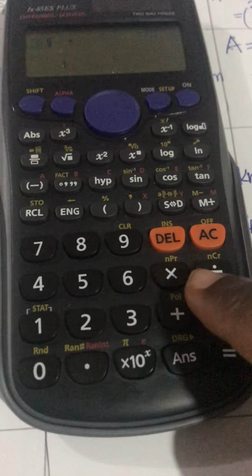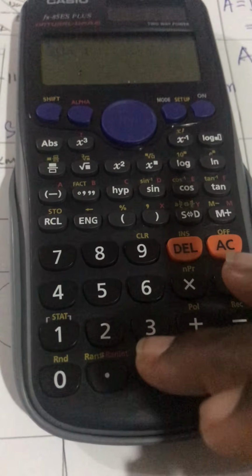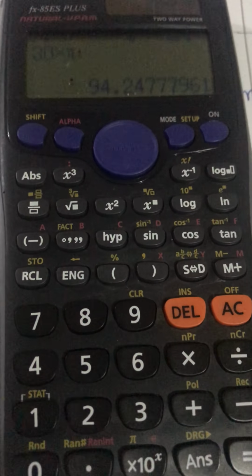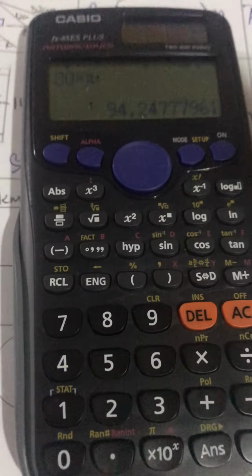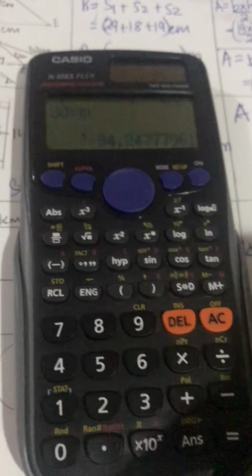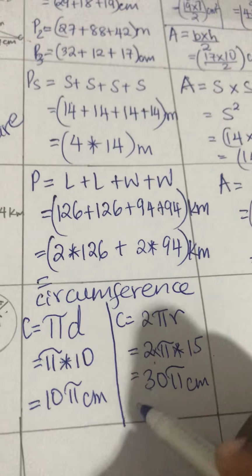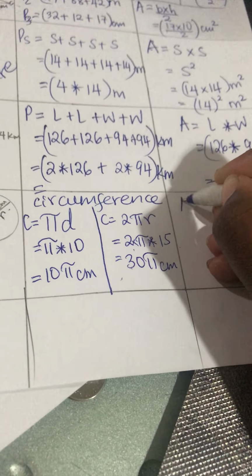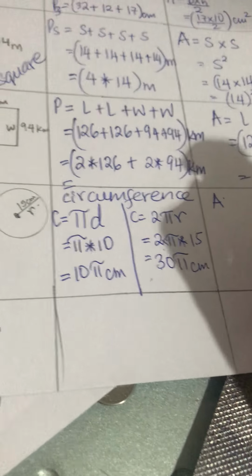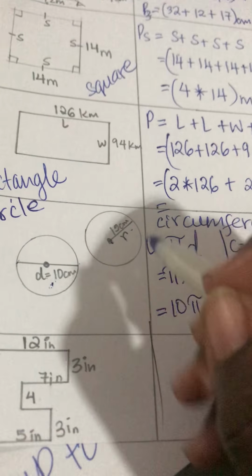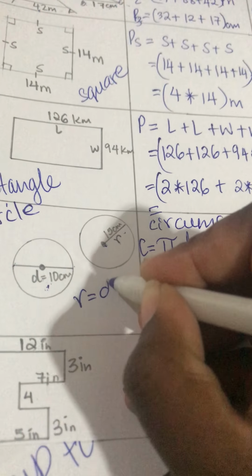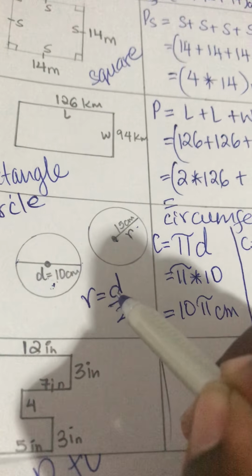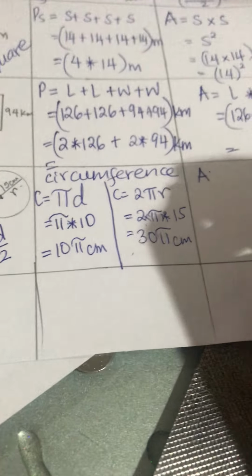So you put 30 times pi, and you write that. You round it according to the question. Tenth, hundredths, the question will tell you. Now, to find area, there is only one formula. You have to use radius. So if the question gave you diameter, radius equals diameter divided by 2. You have to remember to divide the diameter by 2.